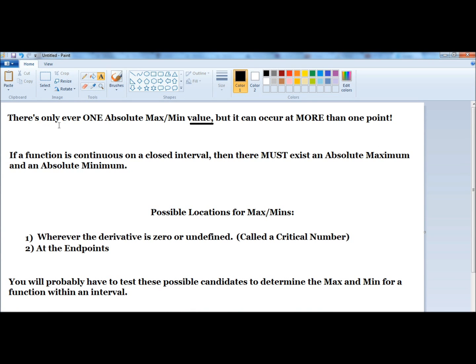You should note that although there's only ever one absolute maximum value, it can occur at more than one point. You should also remember that if a function is continuous on a closed interval, then there must exist an absolute maximum and an absolute minimum.